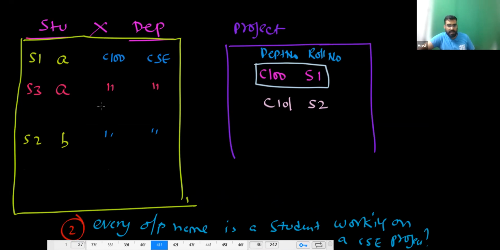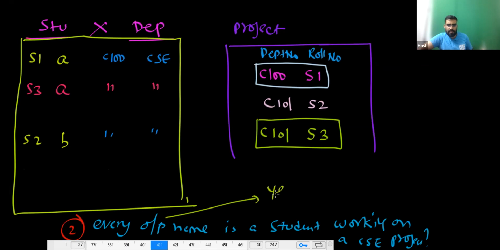Only if the tuple will match, right? Only if there is a tuple here, S3, C101. Okay, if there is a tuple here, if there is a matching here, then he will go in the output, right? Yes or no? Correct? So both, okay, so this also will be yes. So yeah, this is correct.